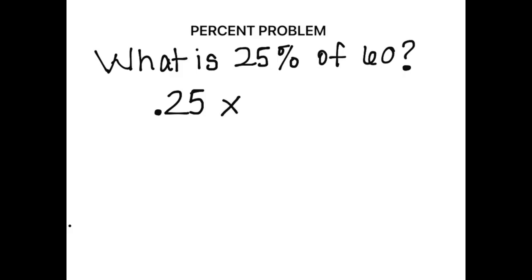Okay? All right. So next, this is going to be times 60. Now you're going to multiply 0.25 times 60, and once you do that, that answer is going to be 15. So 0.25 times 60 is 15. It was just that simple.